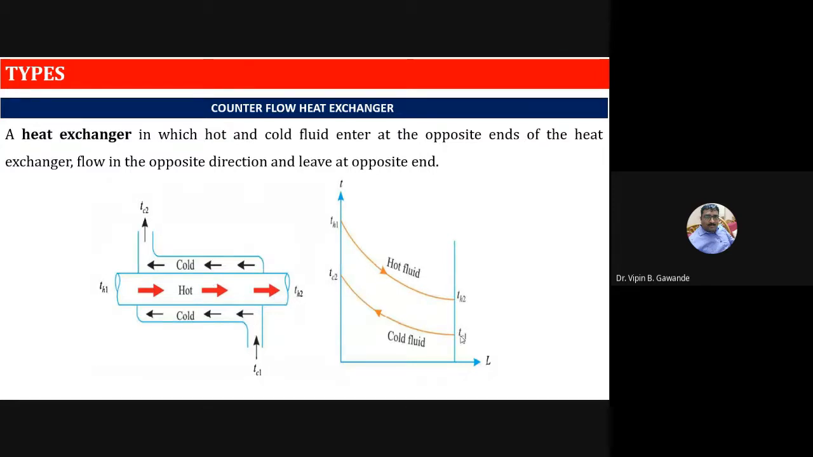TC1 is the entry temperature for the cold fluid. After gaining heat from the hot fluid, its temperature increases to TC2. The direction of flow of the cold fluid is opposite to the hot fluid. For the hot fluid, TH1 is the entry temperature and TH2 is the exit temperature. The hot fluid rejects its heat to the cold fluid and its temperature decreases from TH1 to TH2. So TH1 and TH2 are the two temperature values for the hot fluid, and TC1 and TC2 for the cold fluid.